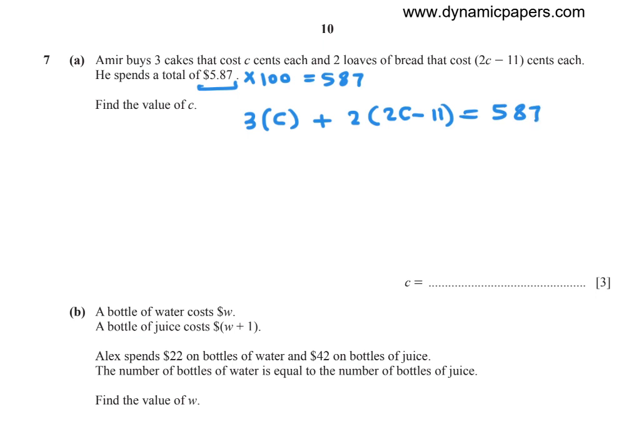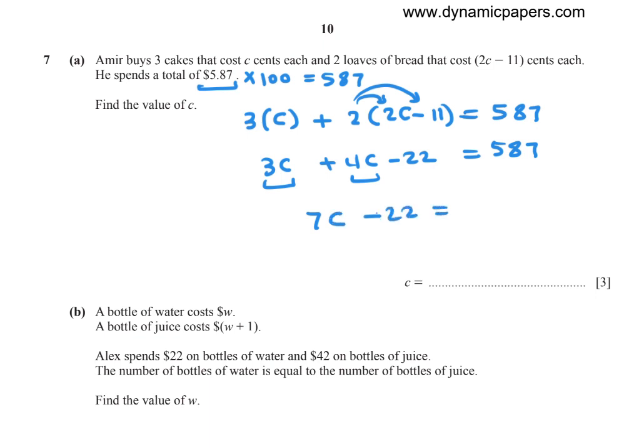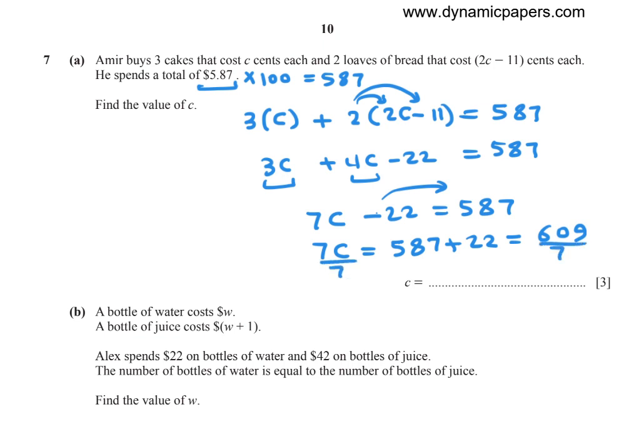Now solve. Expand: 3C, 2 times 2, 4C, 2 times negative 11, negative 22, equals 587. 3C plus 4C equals 7C minus 22 equals 587. Now transpose negative 22 to the other side as positive. So 7C equals 587 plus 22 equals 609. Now divide by 7, divide by 7. So C equals 87 cents.